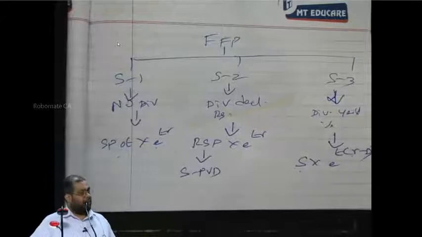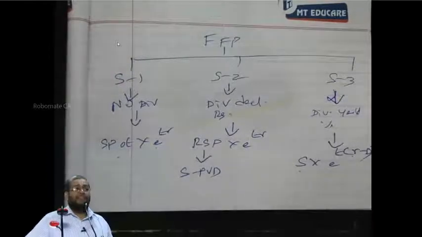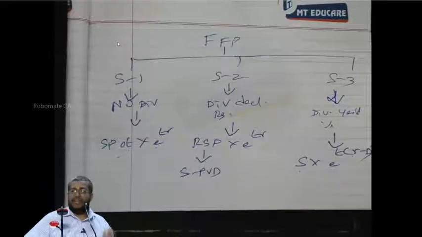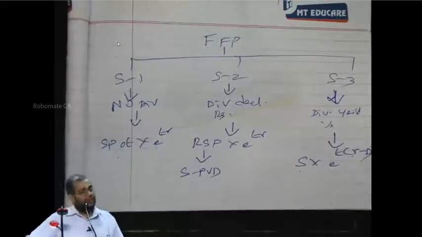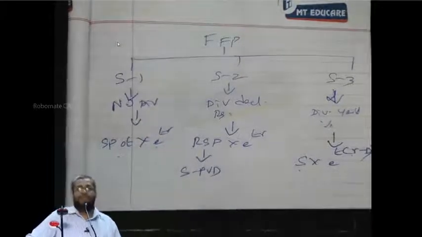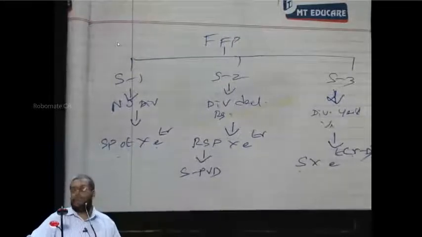No dividend: spot price into e power TR. Dividend in rupees: revised spot price into e power TR. In percentage: spot price into e power (R minus D) T is the answer. Now, can I start doing the problems or not? Now, write down first: fair futures price. Write down point number 1.